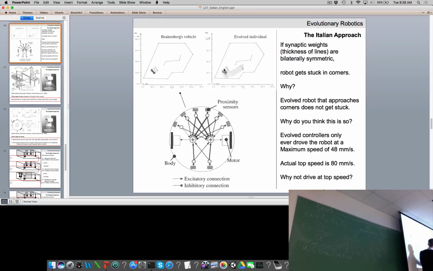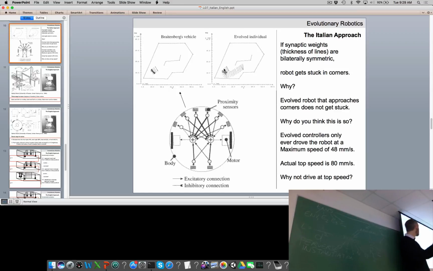They also made the inner ones here a little bit stronger than the outer ones, but that doesn't matter too much. So this robot is bilaterally symmetric, meaning all of the weights on the left are the same as all the weights on the right, which is what Braitenberg said we should do. But it turns out the devil's in the details, right? If you have a bilaterally symmetric robot and it happens to drive right into the corner, what happens? It gets stuck, but why does it get stuck? Because it's not turning, but it's going fast forward and backwards.